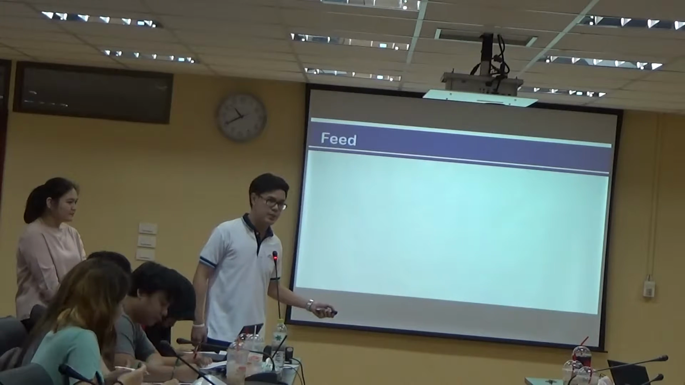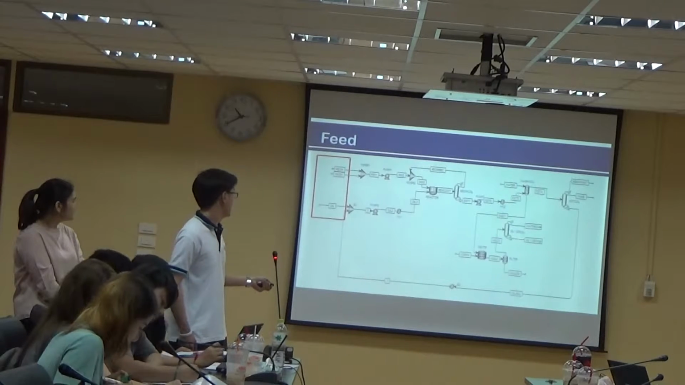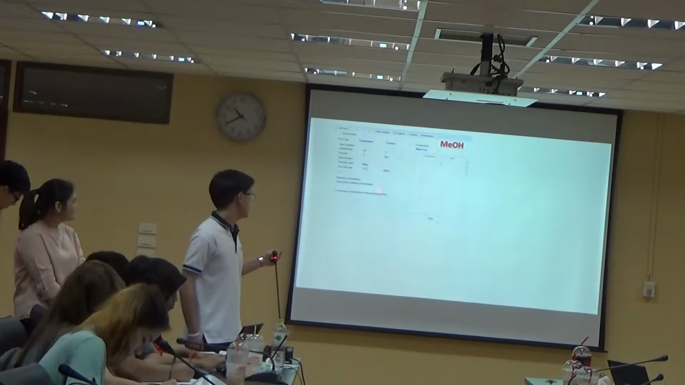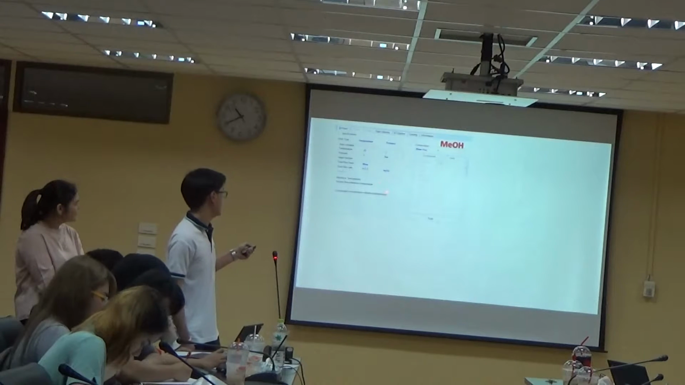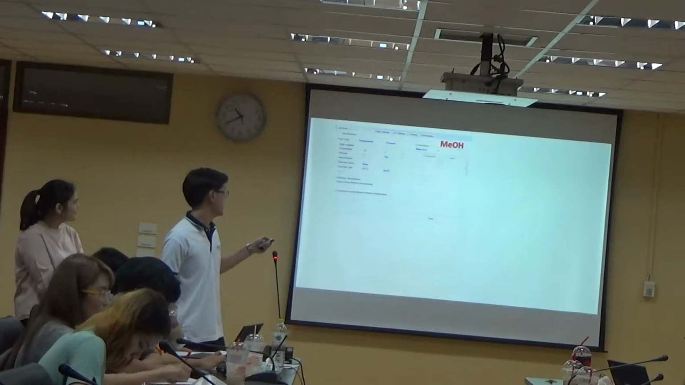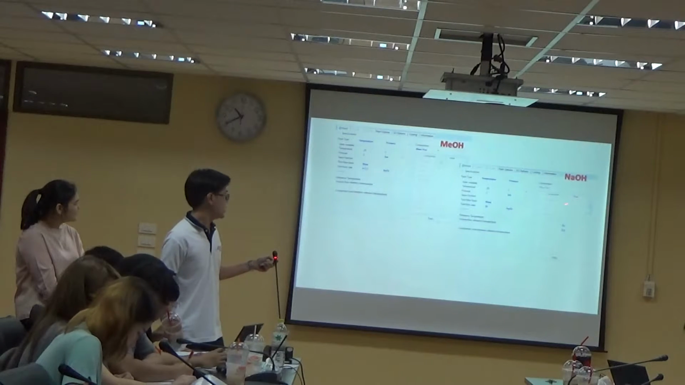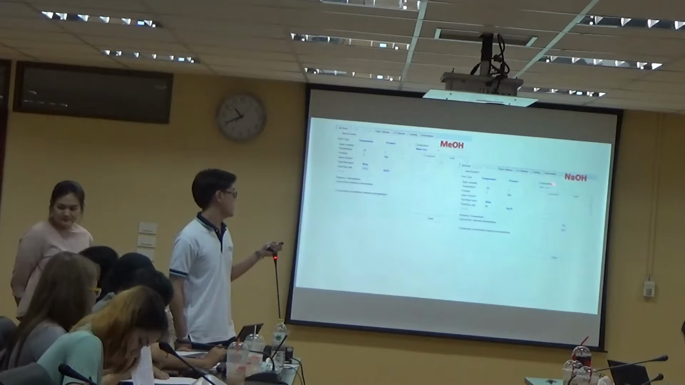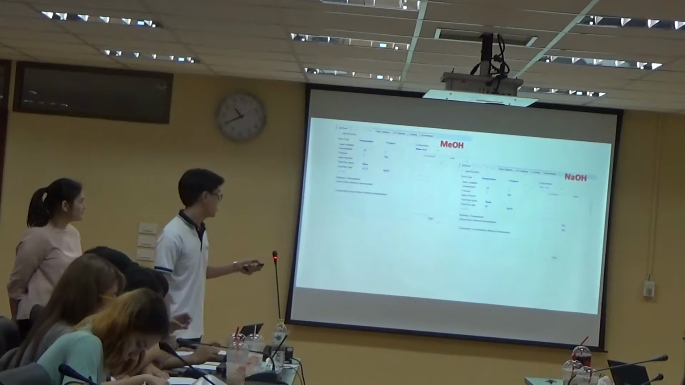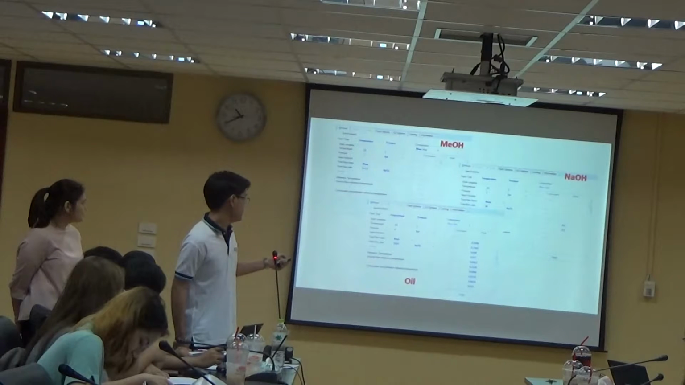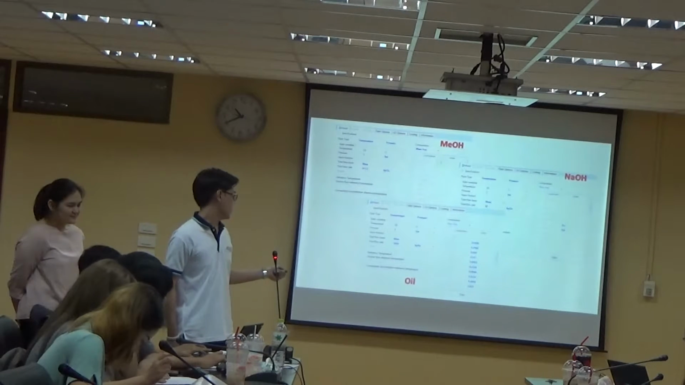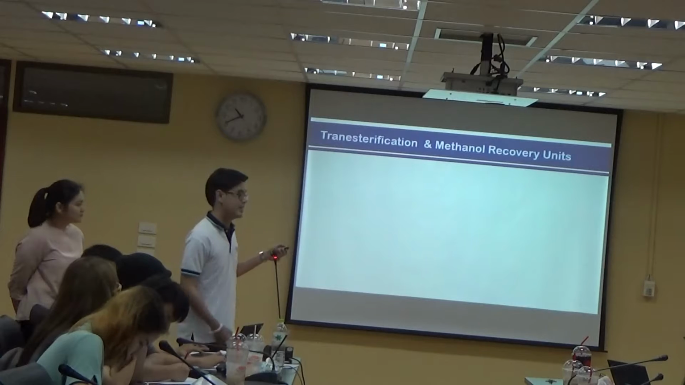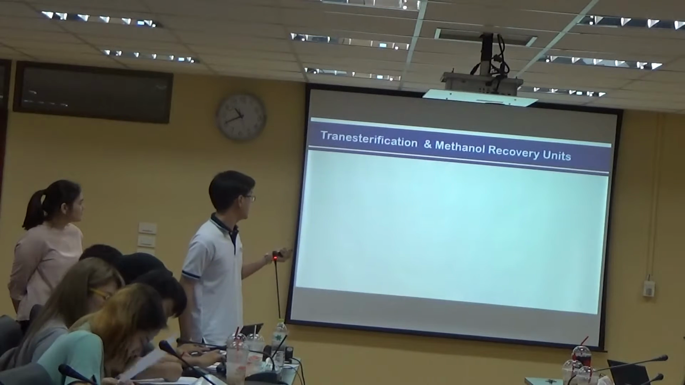Okay, let's see what Aspen told us about this diagram. Look at the feed at first. The first one is methanol, at 117.2 kg per hour at normal temperature. This is pure methanol. For the sodium hydroxide as a catalyst, we feed at 50 kg per hour. The mole fraction of NaOH is 0.2. And the last one, the oil, this is our main feed, is 1050 oil. The most important is type P00 of the glycerin.